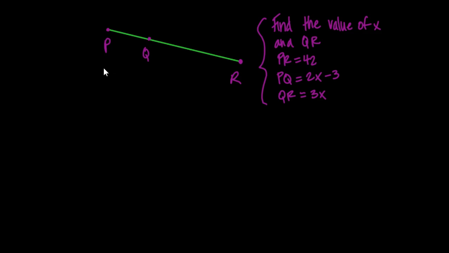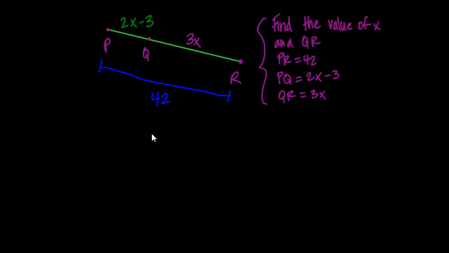Now I usually label everything, so I would put 42 for this whole length, and then PQ, this distance right here, is 2x minus 3, and then I would put QR on there as well. So QR is 3x. All right, so now the goal is find the value of x, and then we'll find the value for QR. So if you want to pause the video and try that, that would be great.